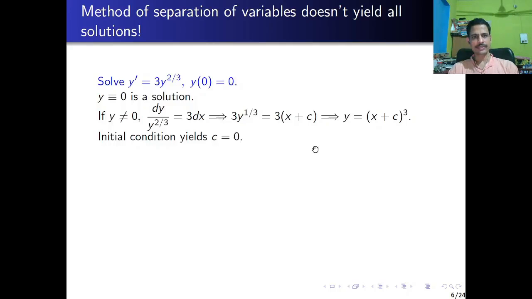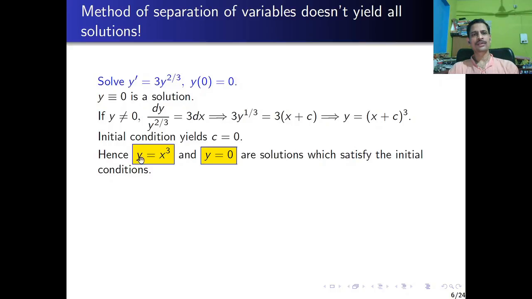Now something strange happens here. Before we note that strange phenomenon, first let us note this fact, that if you want the initial condition to be satisfied, that is when x is equal to 0, y is equal to 0, we substitute this here, x is equal to 0 and y is equal to 0, we get c is equal to 0. So we get y equal to x cube and y equal to 0 are two solutions of the initial value problem. That means these two solutions satisfy the differential equation as well as the initial condition.